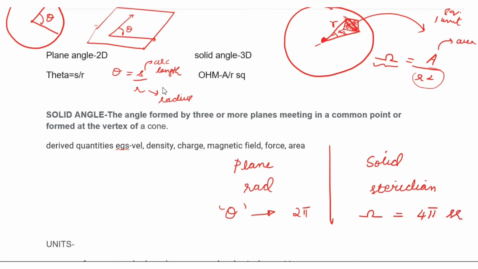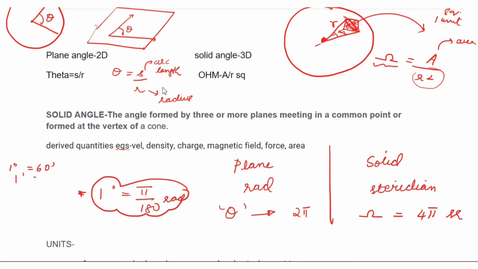Know these conversions: 1 degree is equal to pi by 180 radians. 1 degree is 60 minutes and 1 minute is equal to 60 seconds. So what is 1 degree in seconds? It is 60 into 60, 3600 seconds. So 1 degree is 3600 seconds.